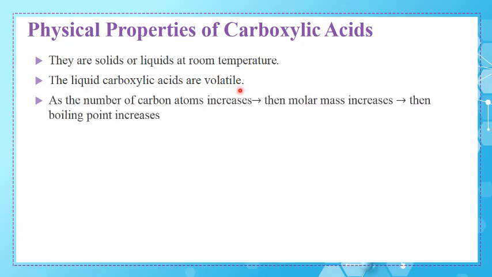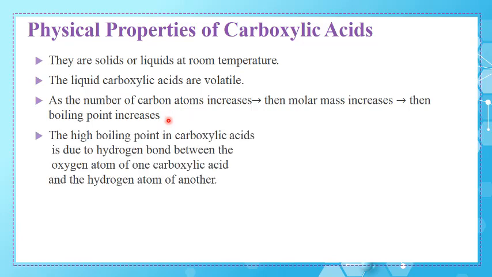It's volatile. Now this is another fact. As the number of carbon atoms in a molecule of carboxylic acid increases, the molar mass increases, and then the boiling point increases. This fact is not related only to carboxylic acids, it's related to all organic compounds. In addition to the molar mass effect, we have a relatively high boiling point for carboxylic acids that is due to hydrogen bonding between the oxygen atom of one carboxylic acid and the hydrogen atom of another.